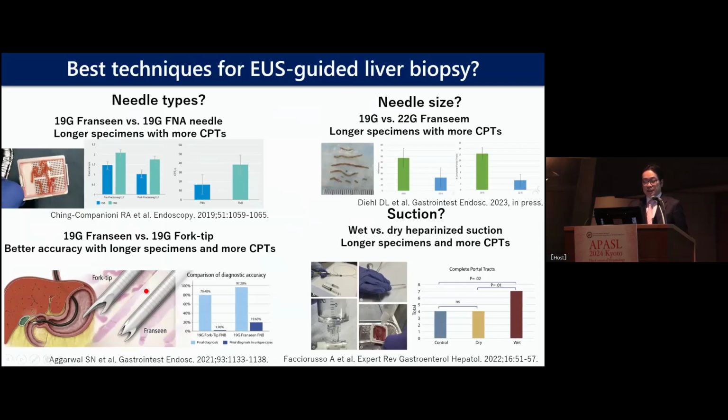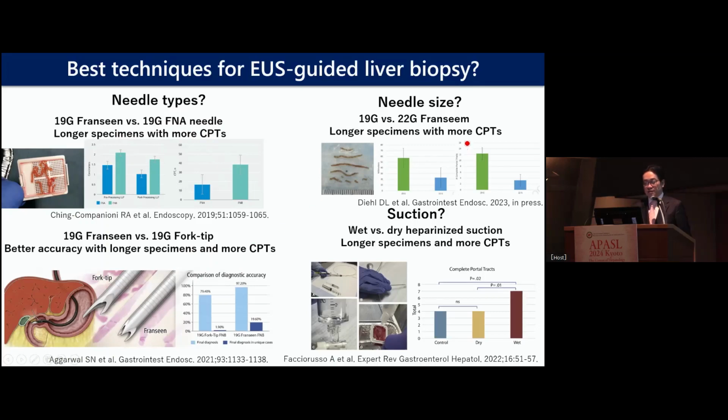These are the studies for EUS-guided liver biopsy. What is the best needle type? This is a comparison of a 19-gauge Franseen needle and conventional FNA needles. If you use the Franseen needle, there is a longer specimen with more portal tracts, like this specimen. If you compare two kinds of FNB needle, the Franseen needle and the fork-tip needle, the Franseen needle gets better accuracy with a longer specimen and more portal tracts.